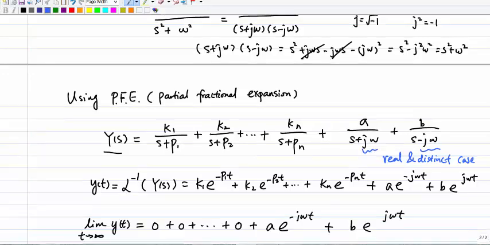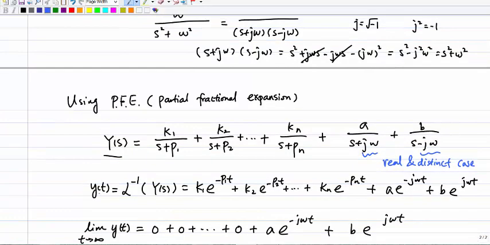Okay, so once we do that, I have y(t), which is L inverse of Y(s), just the inverse Laplace transform. So I get k1 e to the minus p1 t, plus k2 e to the minus p2 t, and so on, plus kn e to the minus pn t, plus a times e to the minus jwt, plus b e to the positive jwt.